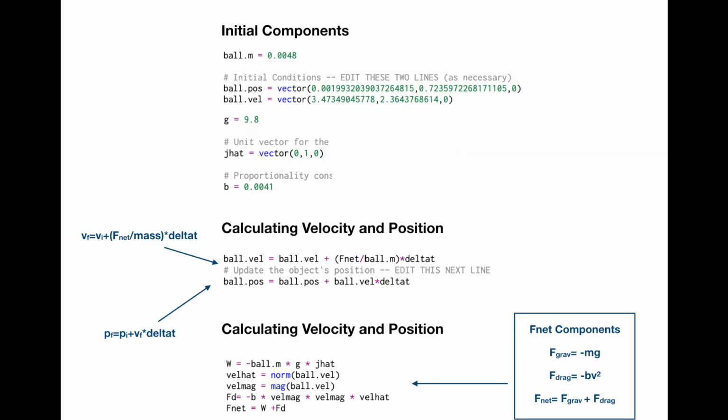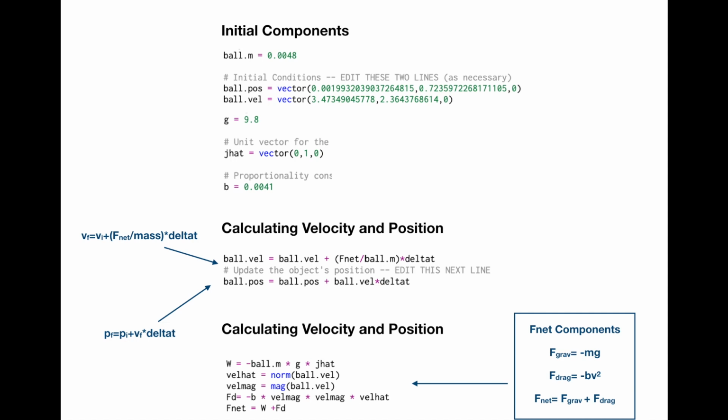To make our computational model, we start by putting in our initial conditions: the ball's mass, 4.8 grams, the gravitational acceleration constant, and the initial velocity and position. The initial velocity was found by calculating the velocity using the first two position vectors. The b constant was found by estimating using trial and error.